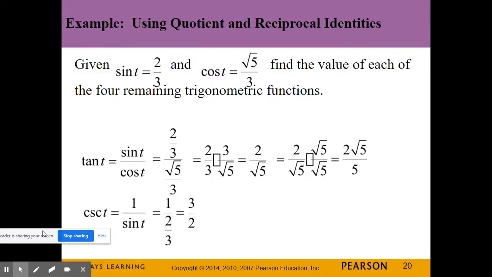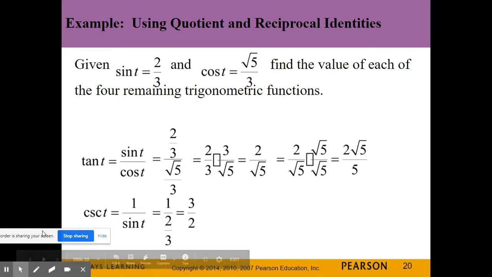All right, so using quotient and reciprocal identities. Sine of t is 2/3, cosine of t is root 5 over 3. Find the value of each of the 4 remaining trigonometric functions. If you know sine and cosine, you can figure out the other ones, right? Tangent is just whatever sine is, 2/3, divided by whatever cosine is, root 5 over 3. Simplified, it ends up just multiplying by the reciprocal. You end up with 2 over root 5. Rationalize by root 5 over root 5, and you get 2 root 5 over 5.